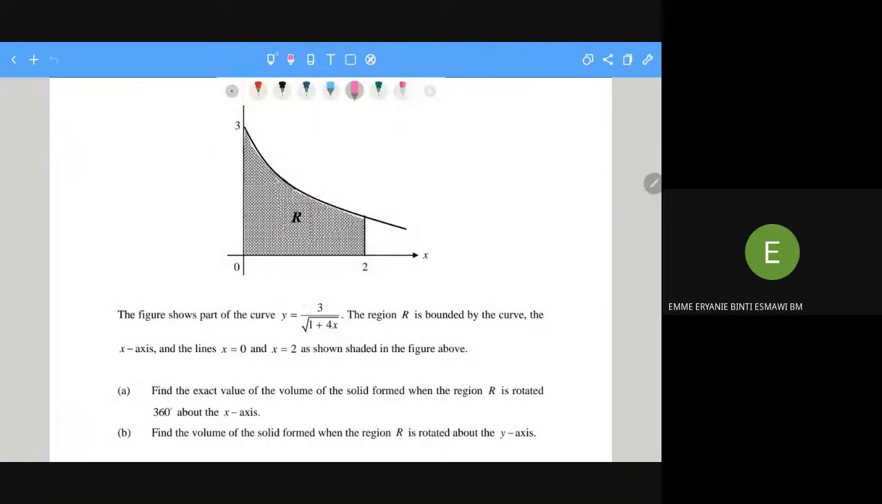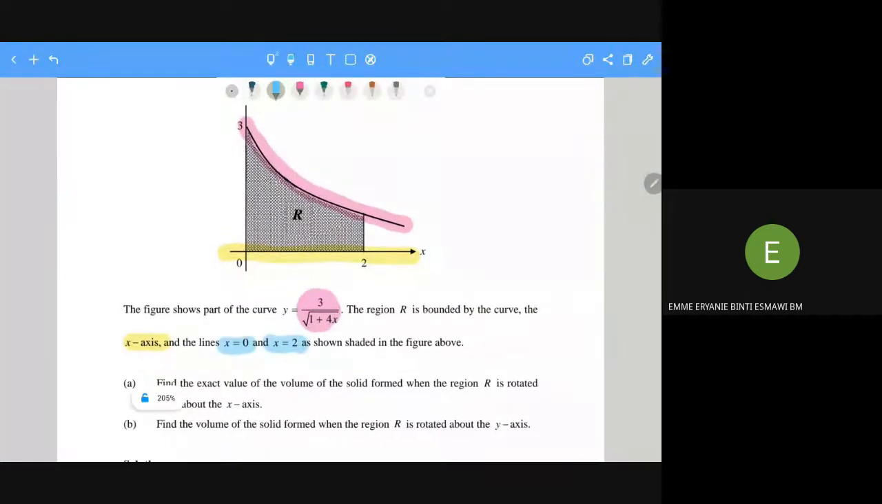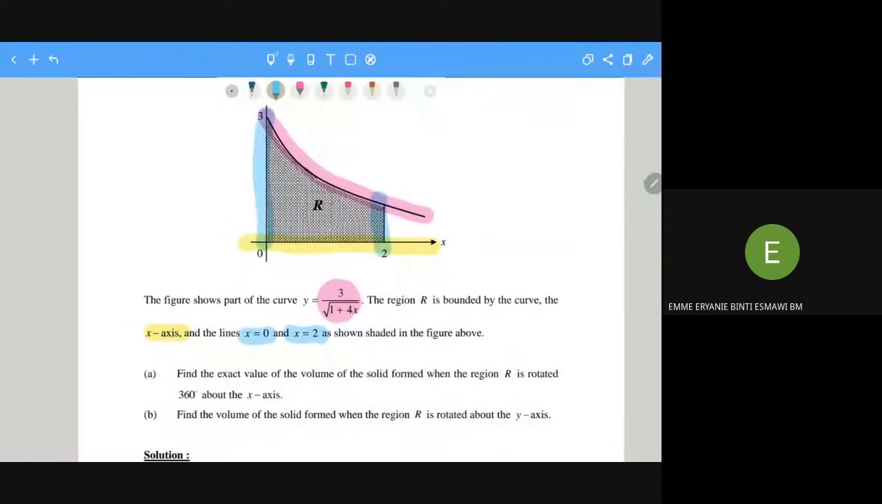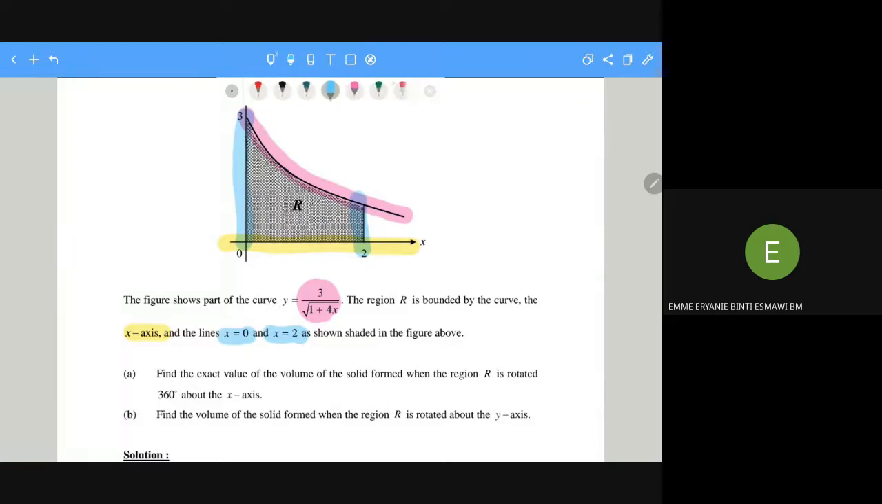Jadi, dia kata, we have this curve. Okay, that's the pink curve. The region R is bounded by the curve. Bounded by the curve, the x-axis. Okay, so dia sebut pasal x-axis. X-axis is here. Lepas tu, the lines x equal to 0, x equal to 2, as shaded in the figure above. Okay, so yang bounded by all of that, maksudnya dia kedudukannya adalah di tengah.